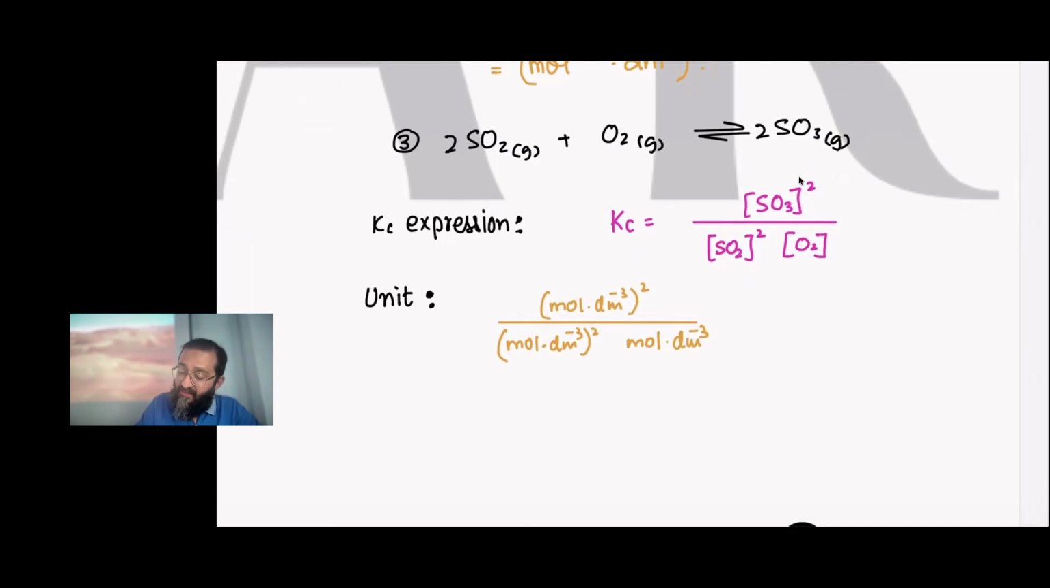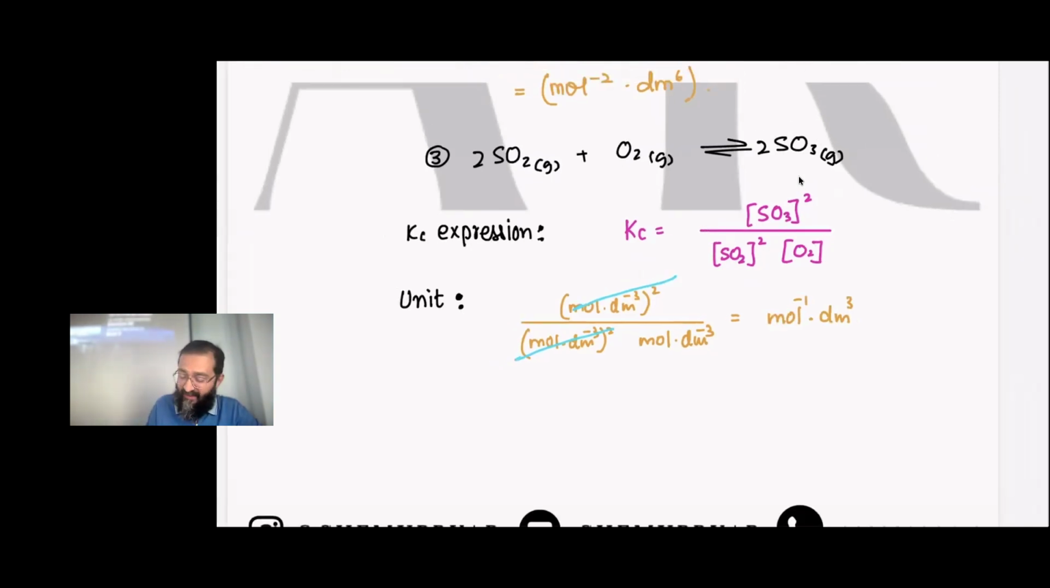Okay. So we got the two the same, so we just cancel them. And when we move the one which is left to the numerator, it will become mole inverse, mole to the power of minus 1, and dm cube to the power of plus 3. I hope it's understandable. Okay.